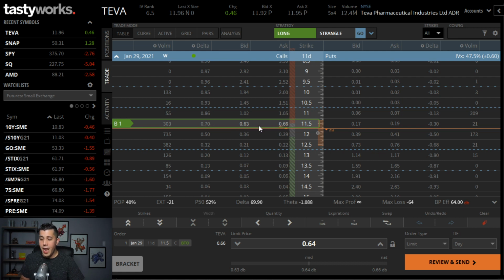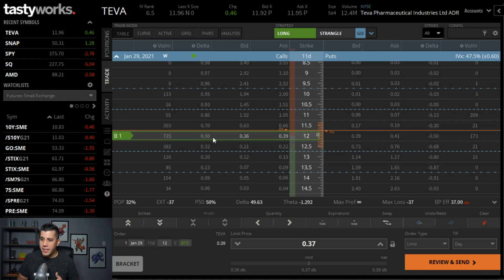That means if Teva moves $1 to the upside, so right now it's at $11.96, if it moves to $12.96, you're going to make more than 100% return. And as you can see, as I've been going through from SPY to Snap to Teva, they all have different options pricing, but the delta is remaining consistent. Same with the 50 cent delta right here.